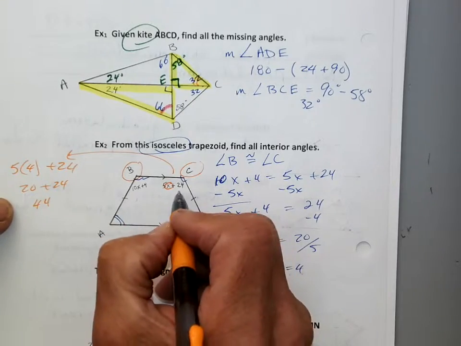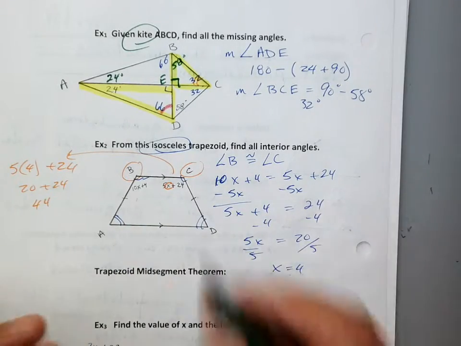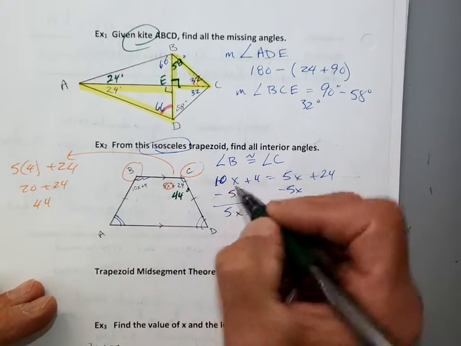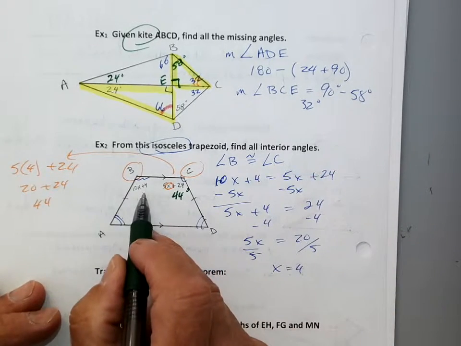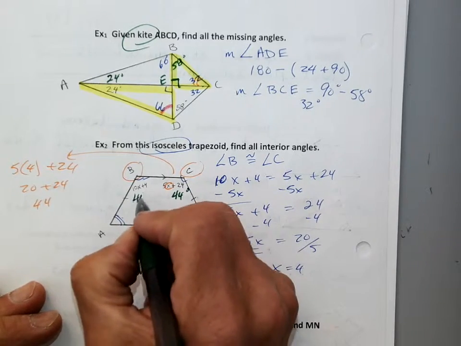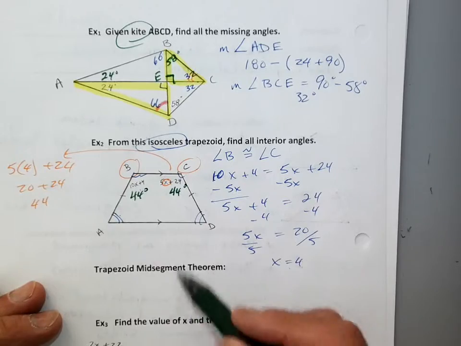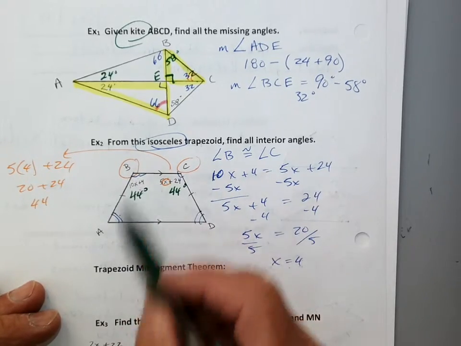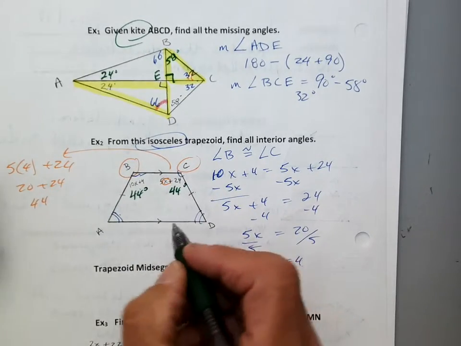Okay, so this is going to be 44 degrees. Well, angle B's got to be 44 degrees also because those two angles are going to end up being congruent. So this is also 44 degrees, okay? Now, angle A and angle B are supplementary. Let me write that down.